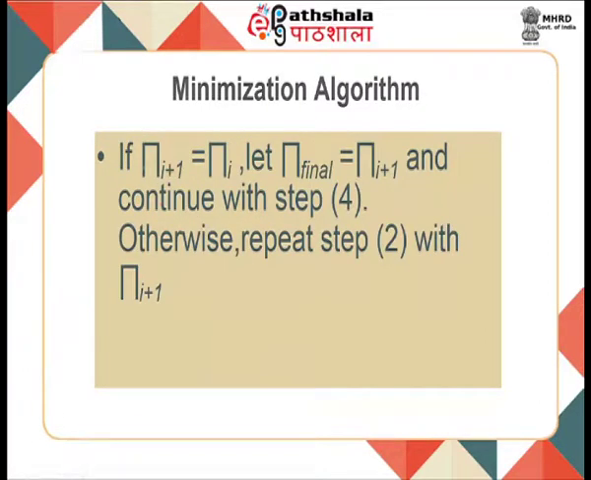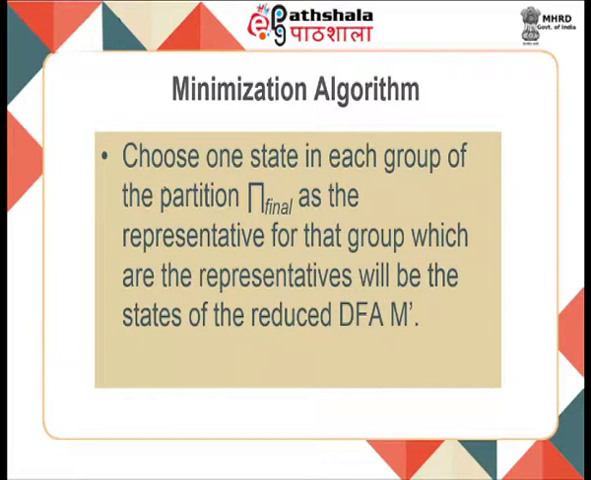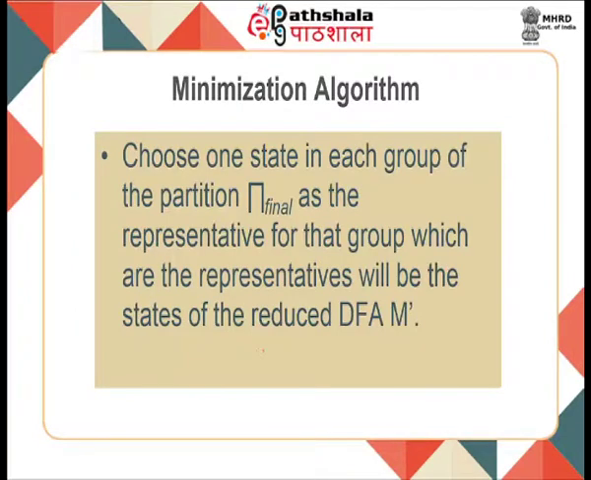So, if pi I plus 1 equals pi I, let pi final be equal to pi I plus 1 and continue with step 4. Otherwise, repeat step 2 with pi I plus 1. Okay, so this is your step 2. Let us take this: choose one state in each group of the partition pi final as a representative for the group. These representatives will be the states of the reduced DFA M dash. So, after that we will find one small subgroup and then decide which will be the states of your new DFA M dash.